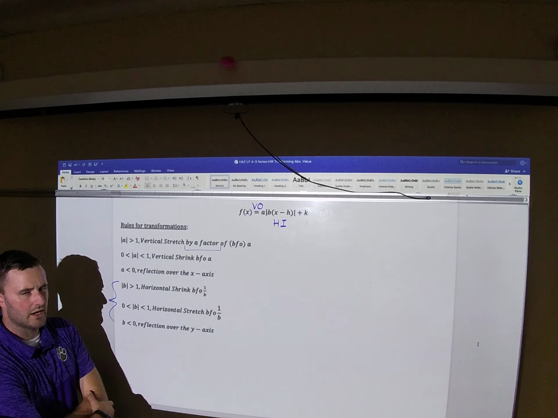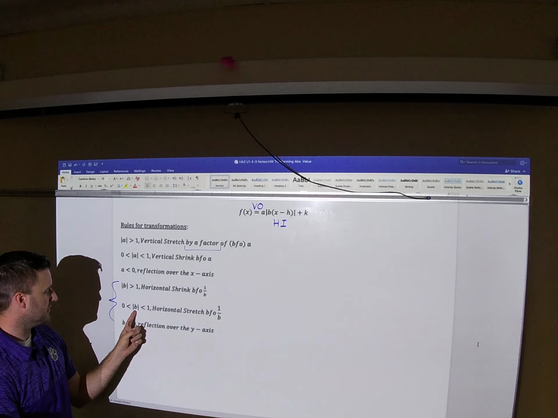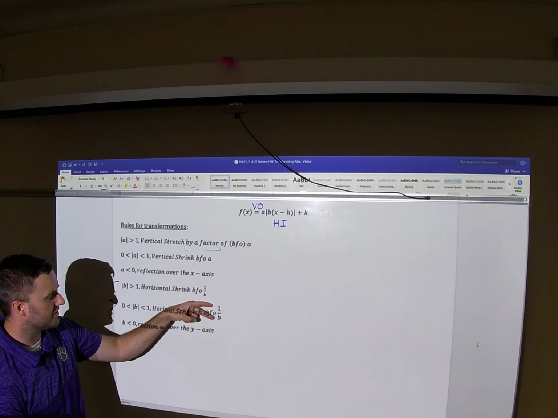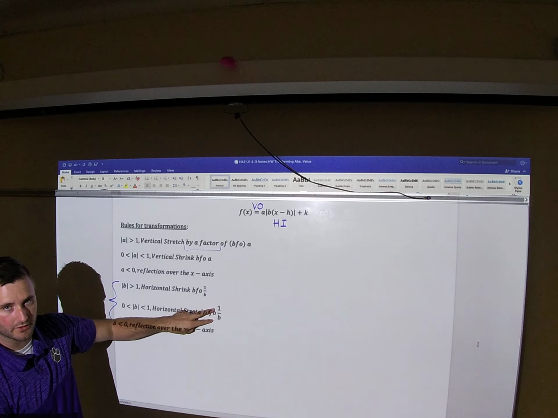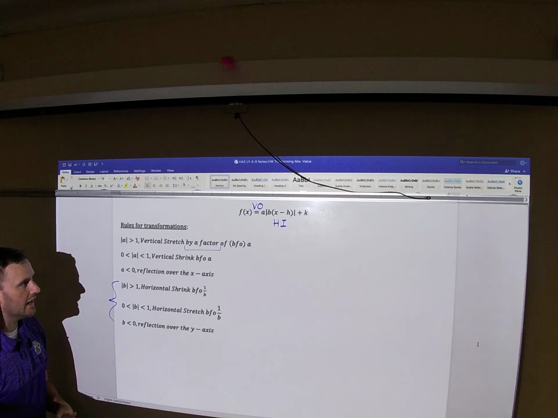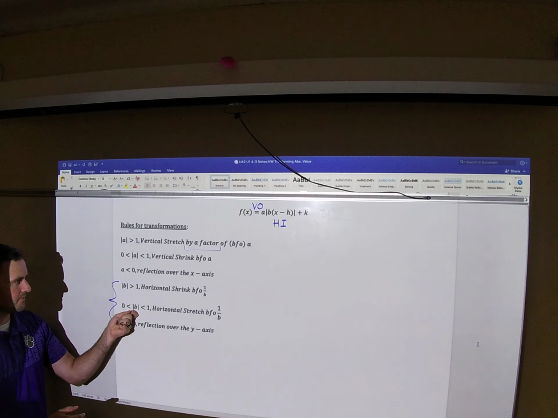What if B is like 1/2? Then it'd still be a horizontal stretch, right? Horizontal stretch, because it's a fraction, something in between 0 and 1. But the reciprocal of 1/2 would be 2 over 1. So it would be a horizontal stretch by a factor of 2. I am using words like fraction to denote horizontal stretch.